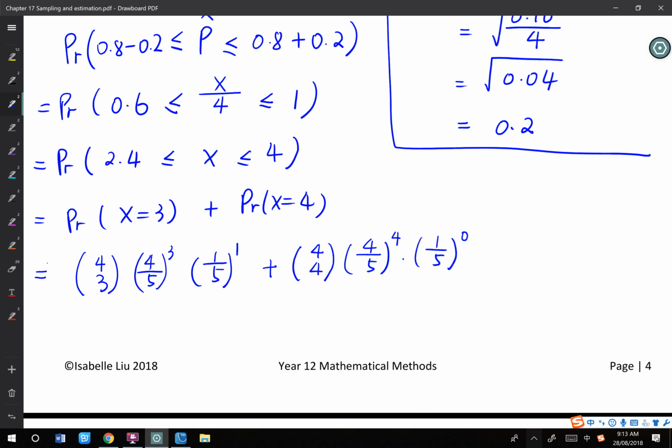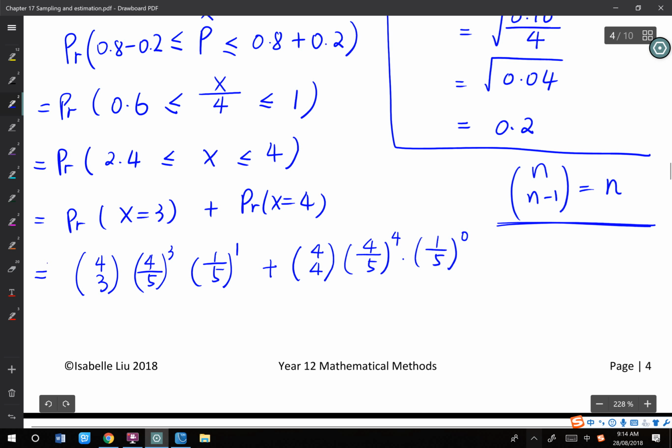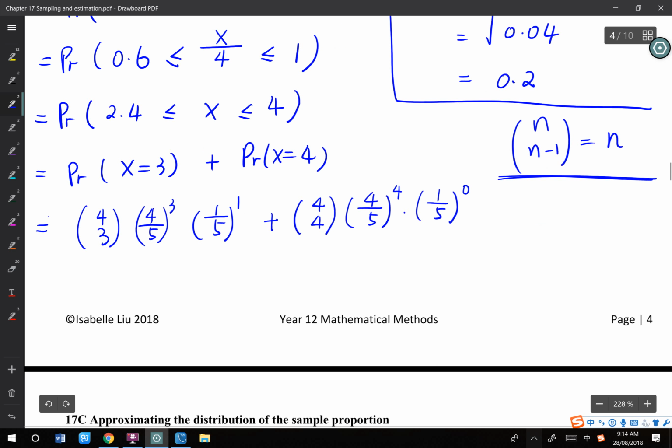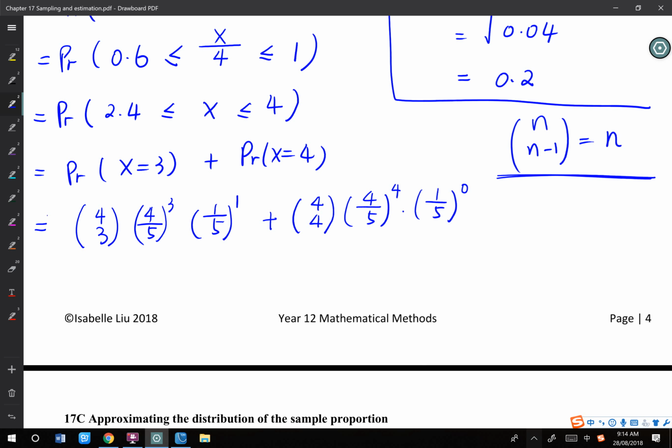Okay, what's 4C3? What's nC(n minus 1)? It equals n, so that equals 4. nC(n minus 1) equals n, so that equals 4. So this is 4, this is 4.